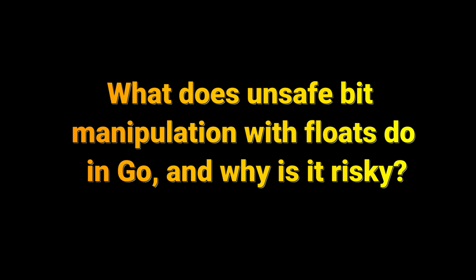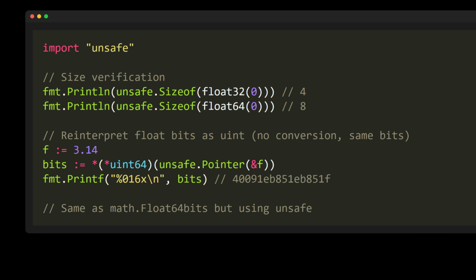Question: what does unsafe bit manipulation with floats do in Go, and why is it risky? Unsafe bit manipulation lets you look at the raw binary bits of a float value without converting it. For example, you can treat a float64 as a uint64 and see its exact bit pattern in memory. This is useful for low-level work, like debugging or implementing special numeric logic. However, it is risky because it bypasses Go's safety rules and depends on memory layout. A small mistake can cause bugs or crashes. In most cases, it is safer to use functions like math.Float64bits instead of unsafe.